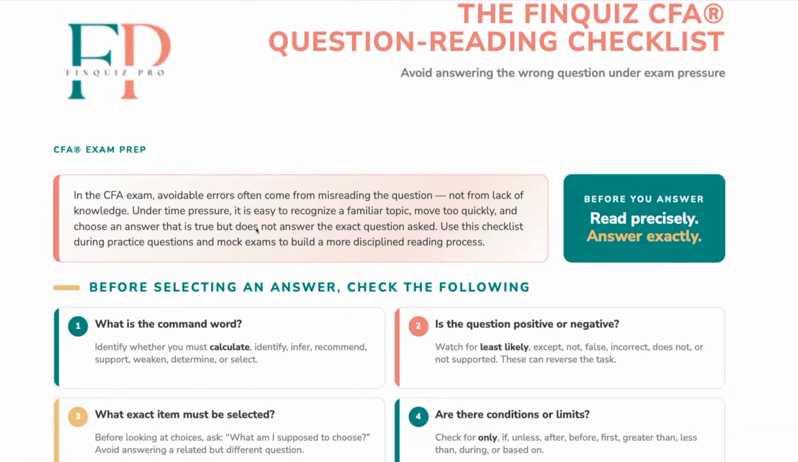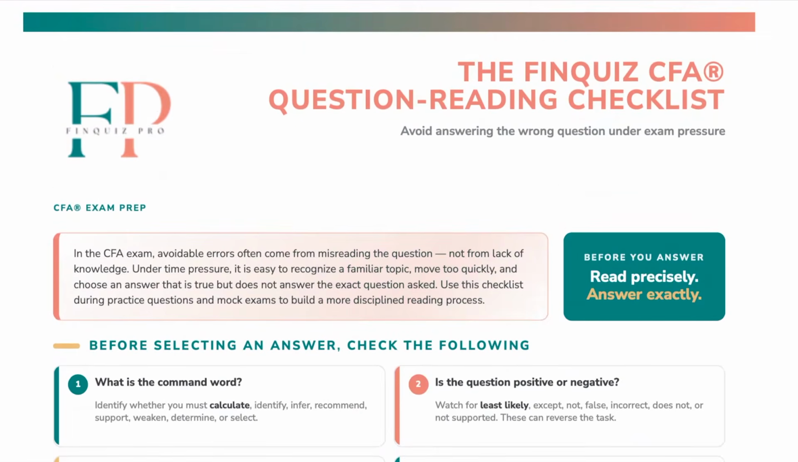So don't just read this checklist once and say, nice. Use it actively. When you solve practice questions, especially from the FinQuiz question bank or mock exams, keep this checklist beside you. This checklist is not here to make you nervous. It is here to make you sharper. Because CFA Level 1 is not only a test of knowledge, it is also a test of discipline. You have to know the content, yes, but you also have to read like a professional, not like a tired student rushing through a worksheet at midnight.